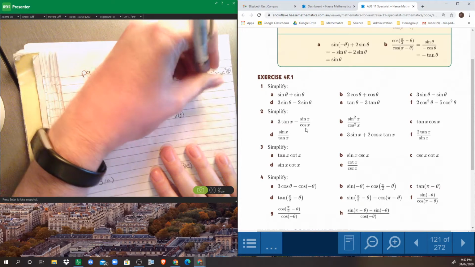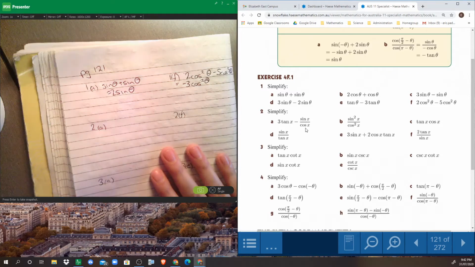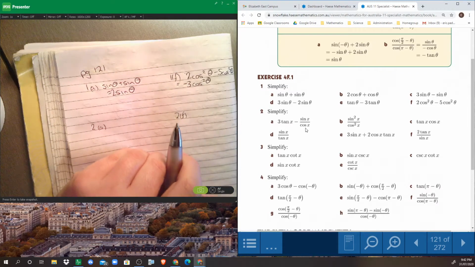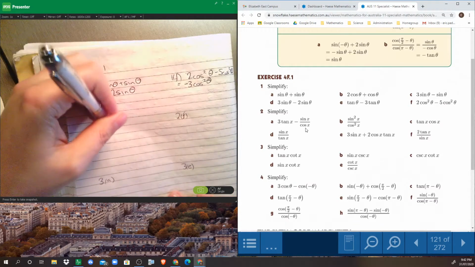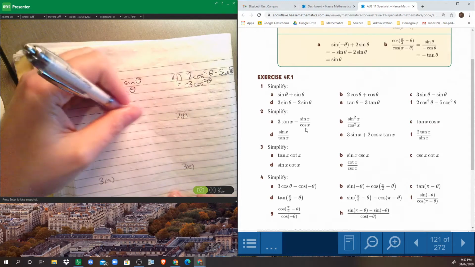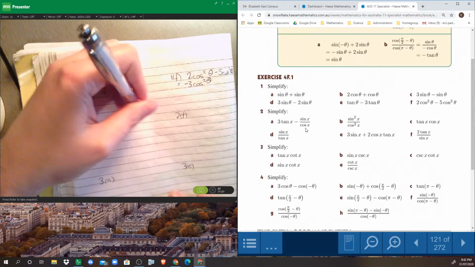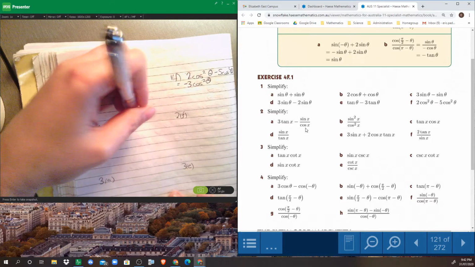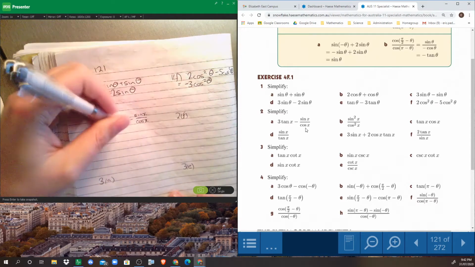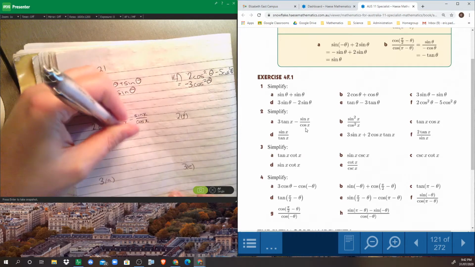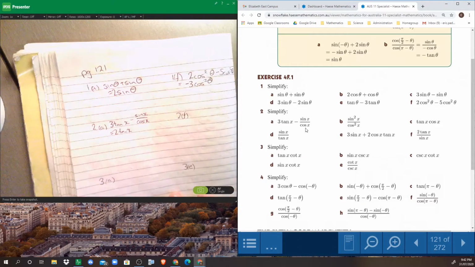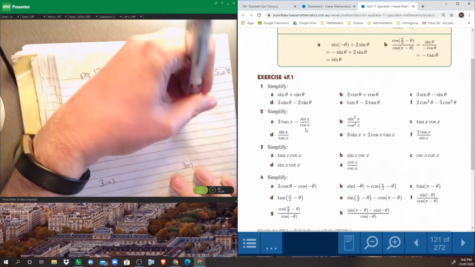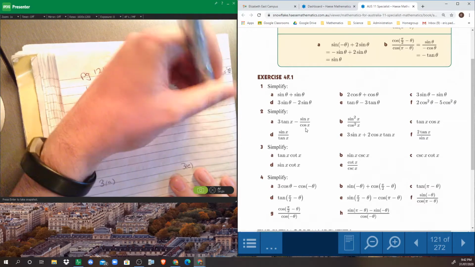That gives minus 3 cosine squared theta. Next, 3 tan x minus sine x on cosine x equals 2 tan x, because that second term is going to become a tan. So 3 tan minus 1 tan is 2 tan.